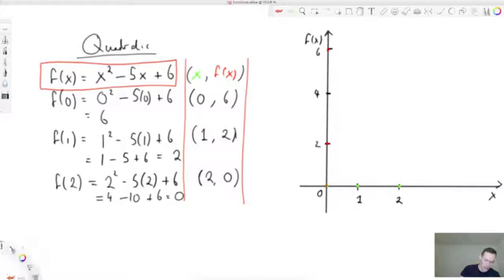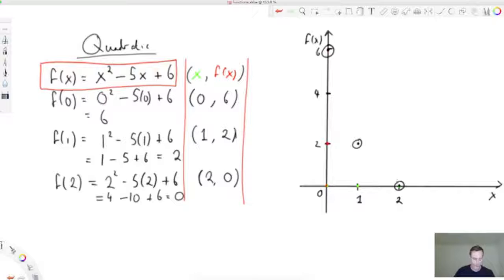And how does it go? Well, 0 and 6 is the first one. So 0 input, go along the x-axis until we find a 0, and then go up as far as 6. That's the first point. The next one, 1 and 2, that's the second point. And the third point is 2 and 0.